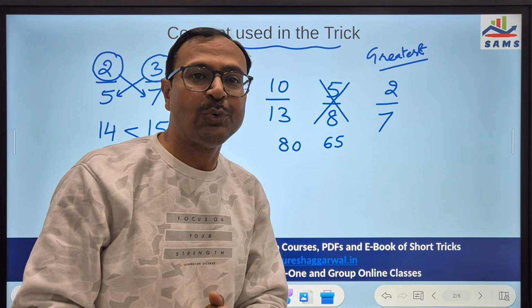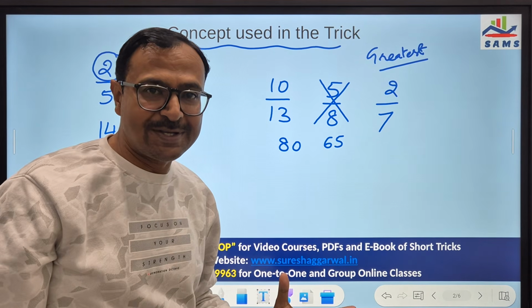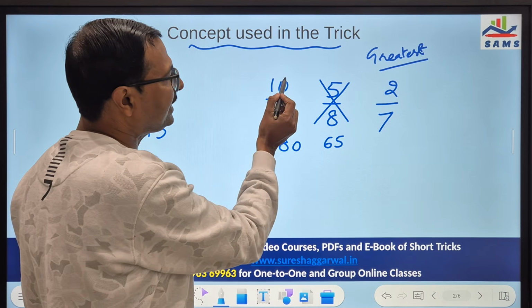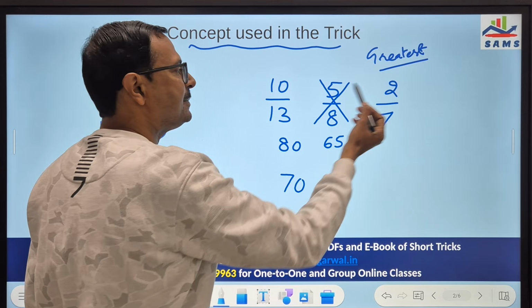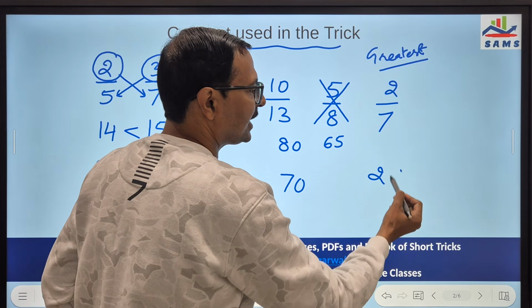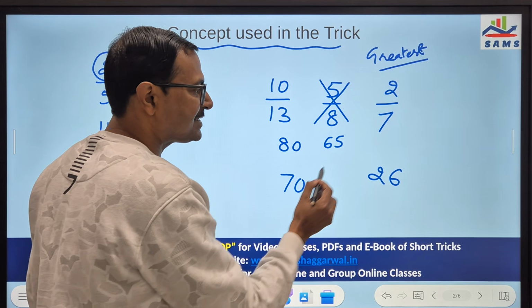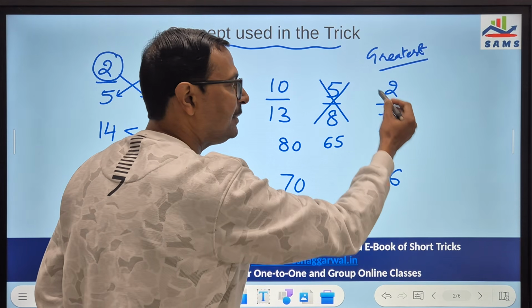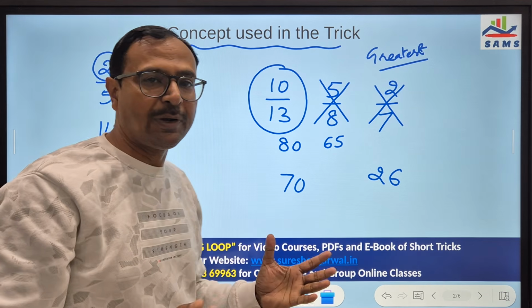And all I have to do is to compare this with the third one now to find which one is greatest. Now 10 times 7 is 70, which I write below 10, 2 times 13 is 26, which I write below 2, and job done. Because 70 is greater, 26 is smaller, so eliminate the smaller, I get the greatest one as 10 upon 13.